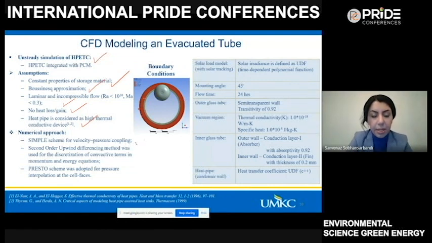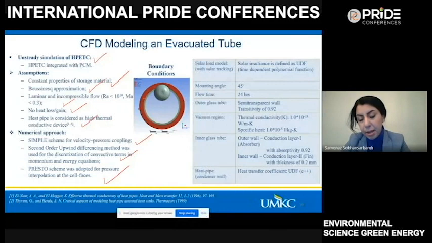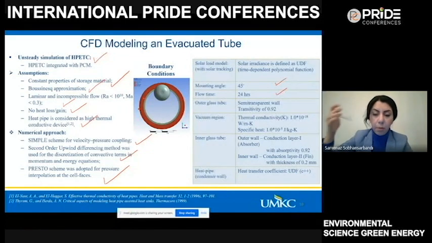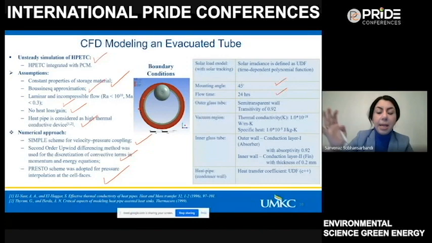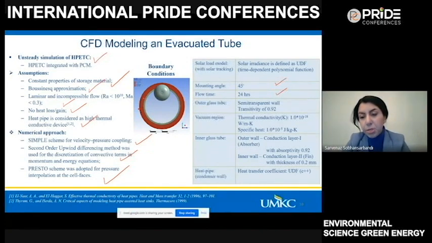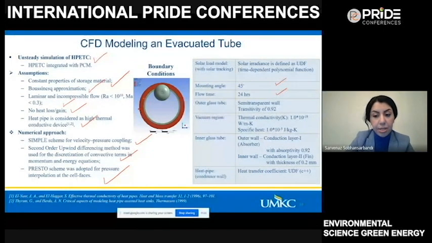We used the SIMPLE scheme for velocity-pressure coupling, the second-order upwind differencing method was analyzed, and the PRESTO scheme was analyzed for this type of analysis. We considered all of our boundary conditions the same as the experimental work, because the experimental work was done at the earlier stage of this study, and then we performed the CFD modeling, so we do have the cross-validation that happened throughout this stage, and all the other boundary conditions are the same as what we have in the feasibility analysis.